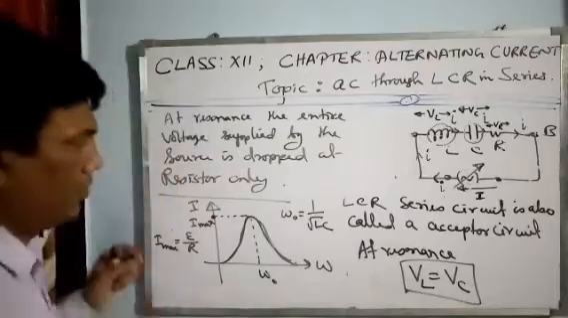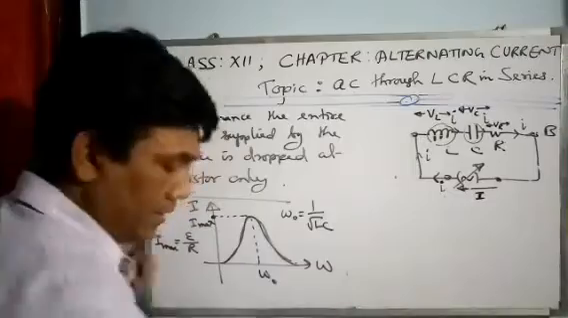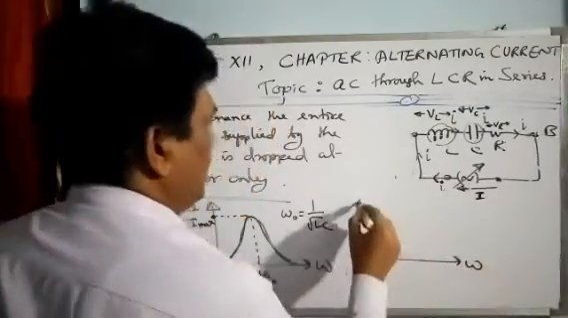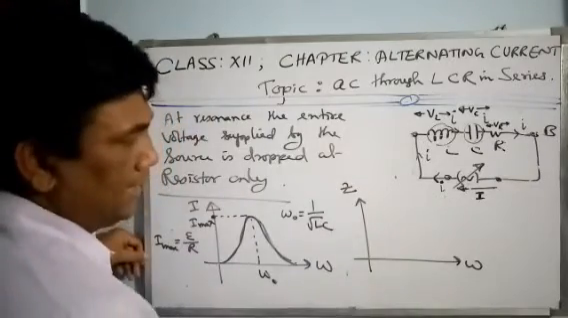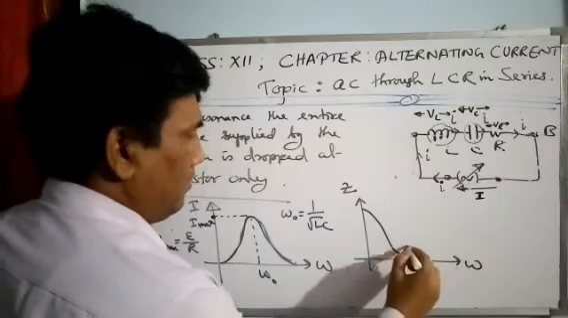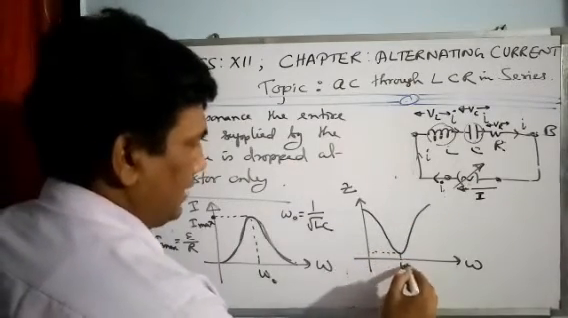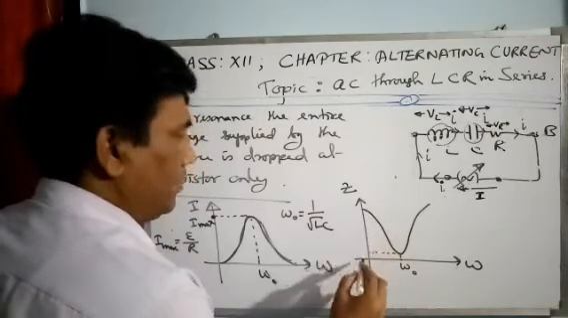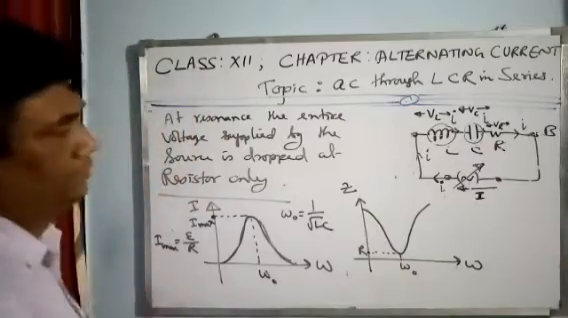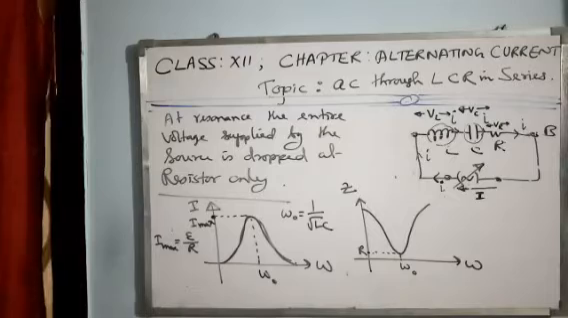For Z also we can put one graph. For Z, meaning net impedance, it will be just the reverse of this. This is omega. This is net opposition. On increasing omega, Z will decrease to a minimum value, then again increase. This is the minimum value of Z at omega naught, and the minimum value of Z is R, only the resistor. So for Z the graph is like this, and for current the graph is like this.